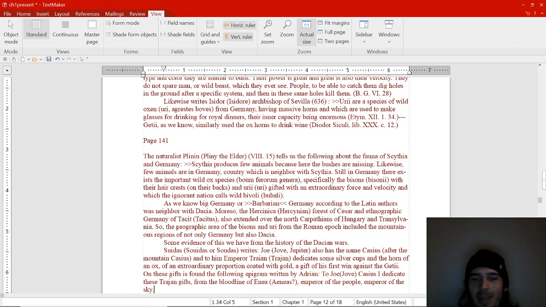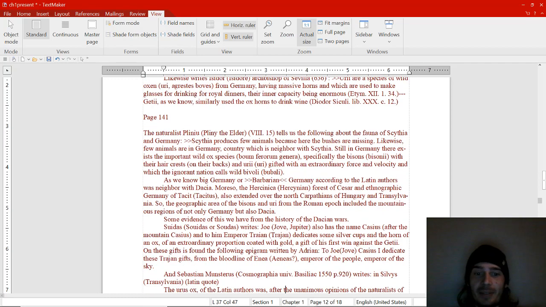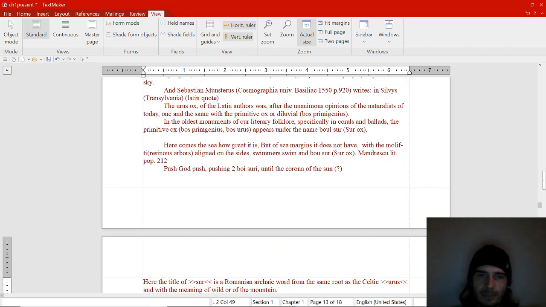Emperor of the people, Emperor of the sky. Now, going back to Saturn is not Satan analysis, now we have a name, Aeneas, Emperor of the Sky. I have to research that. And Sebastian Munsterus, in his book, writes, in Silvis, which was an old name for Transylvania, and then there's a Latin quote.